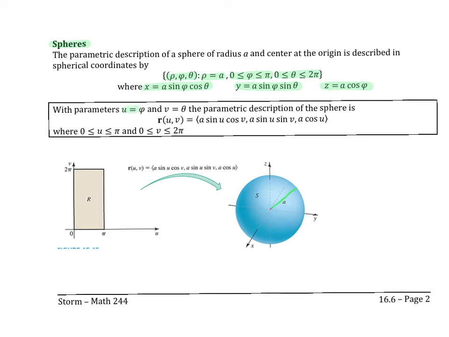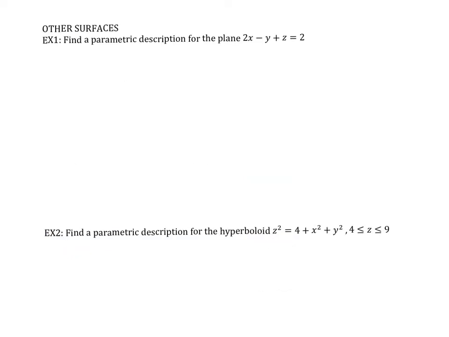So if we let u be phi and v be theta, then the parametric description r of uv is going to be a sine u cosine v, a sine u sine v, a cosine u. Here u goes from 0 to pi, v goes from 0 to 2 pi. Now, what if you had a surface that wasn't of the previous forms that we talked about? Then you have to describe it using u and v, instead of an x, a y, and a z.